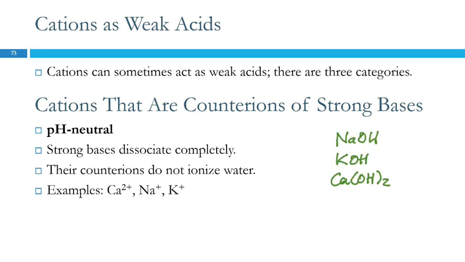So strong bases dissociate completely, and so their counterions don't ionize water. So NaOH dissociates completely. So this is not going to go backwards or do anything silly like that, okay? If you've got a strong base, the counterion is pH neutral, doesn't act as an acid or a base.